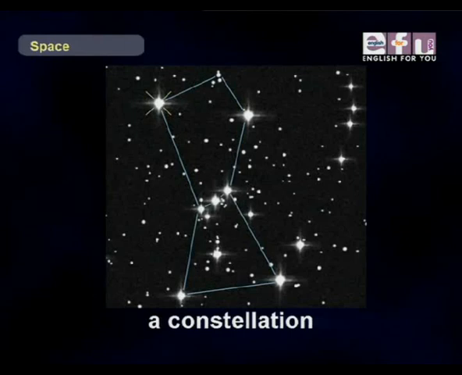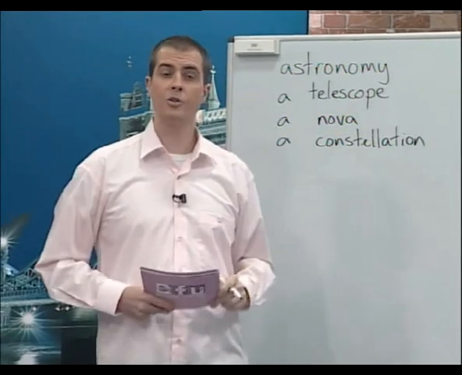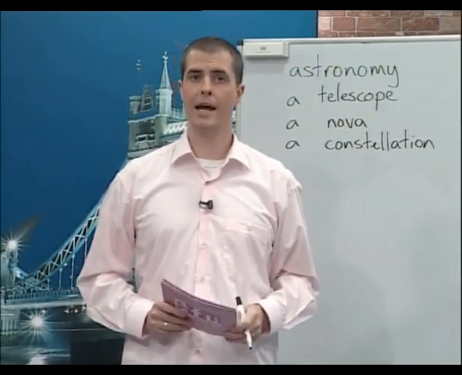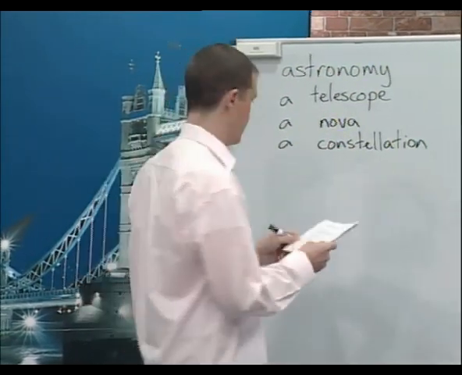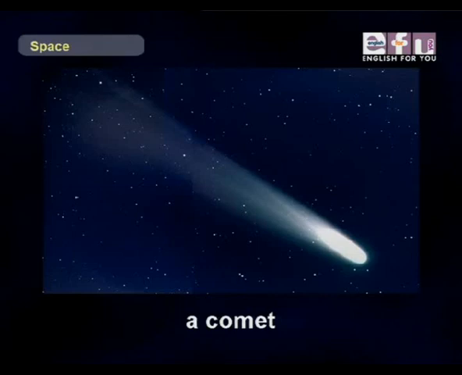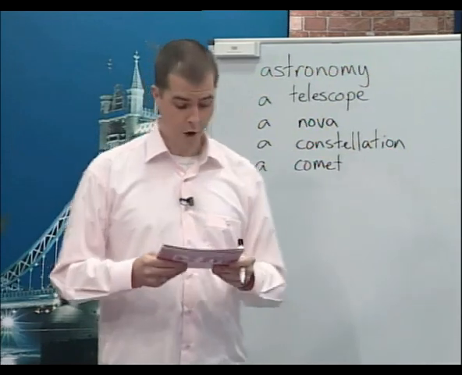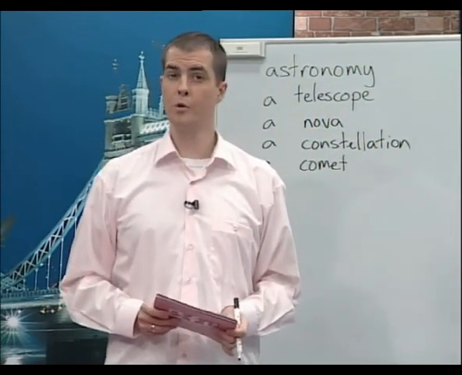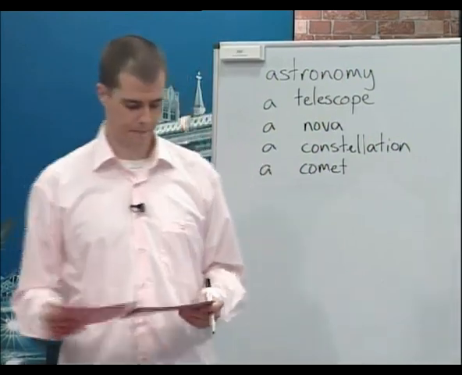A constellation. A constellation is a group of stars that have a shape and a name. A comet. A comet is a bright ball with a long tail as it moves around the sun.